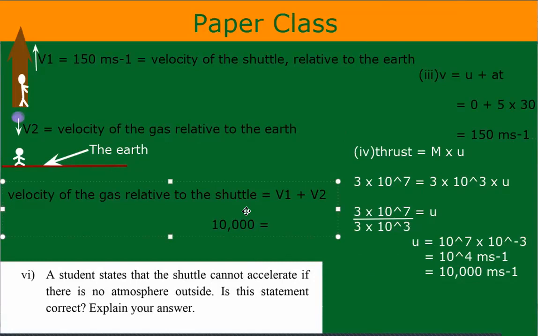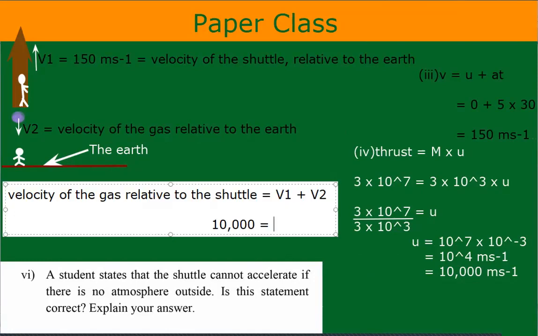Now, V1 is the velocity of the shuttle relative to the Earth. What is it, dear? 150 meters per second. Very good, 150 meters per second. So we just want to find V2. Can you do the rest and find V2, dear? Start and send your answers to my Zoom chat.